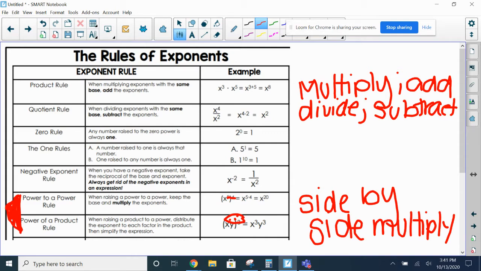Multiply, add, divide, subtract. Side by side, multiply. Multiply, add, divide, subtract. Side by side, multiply.